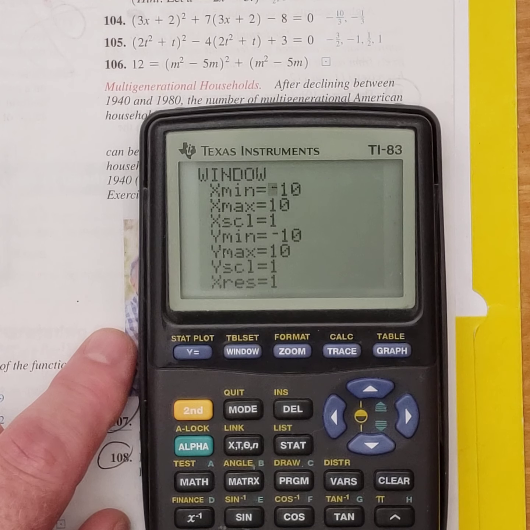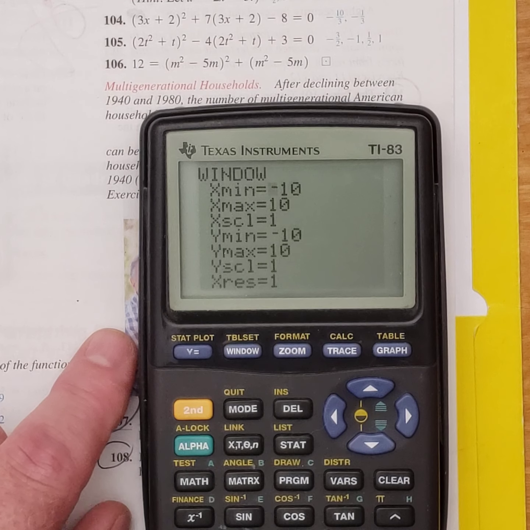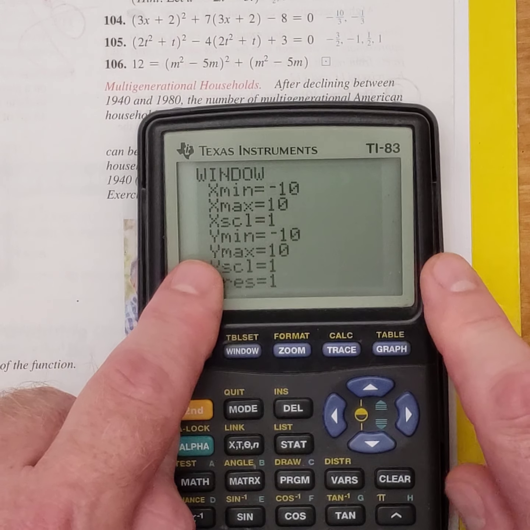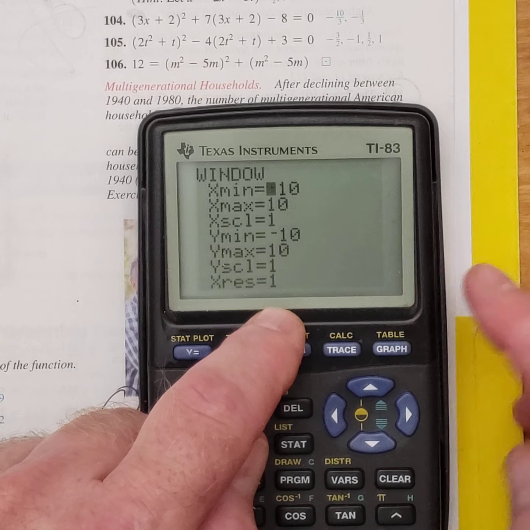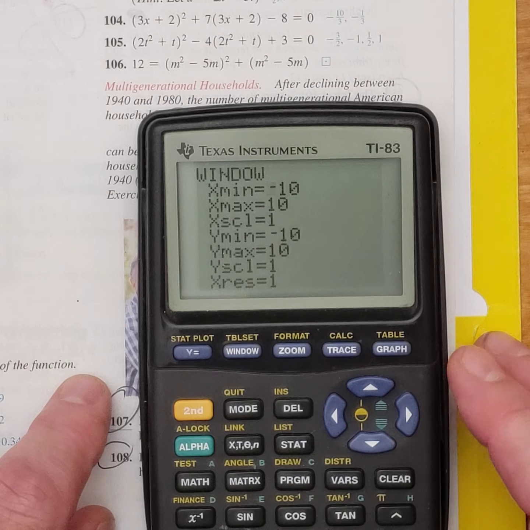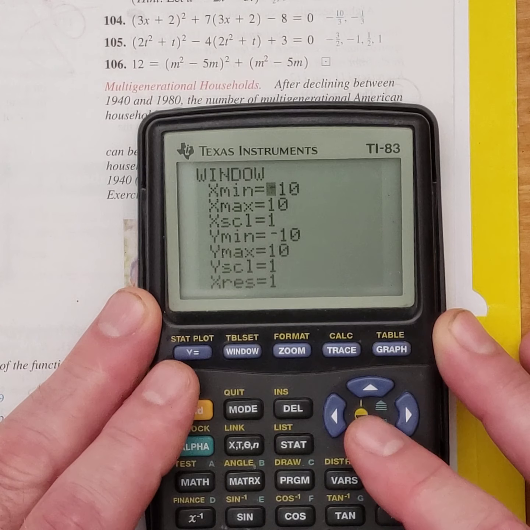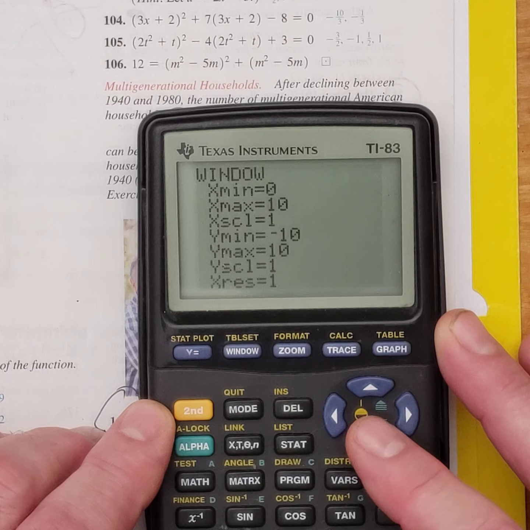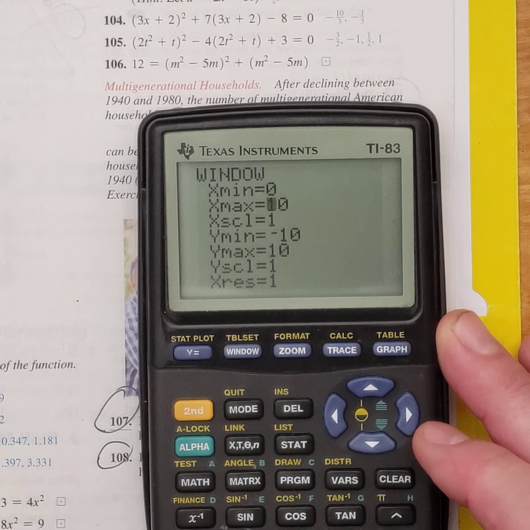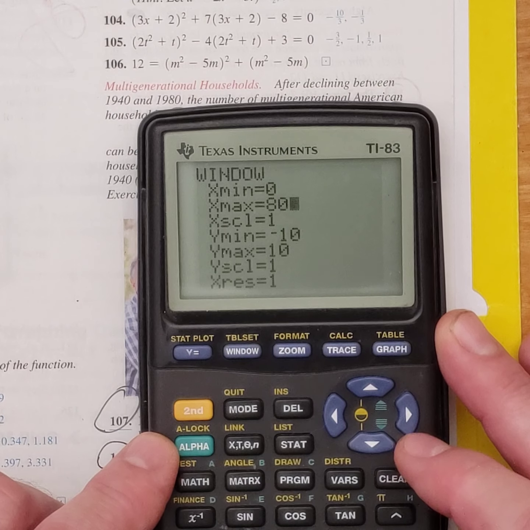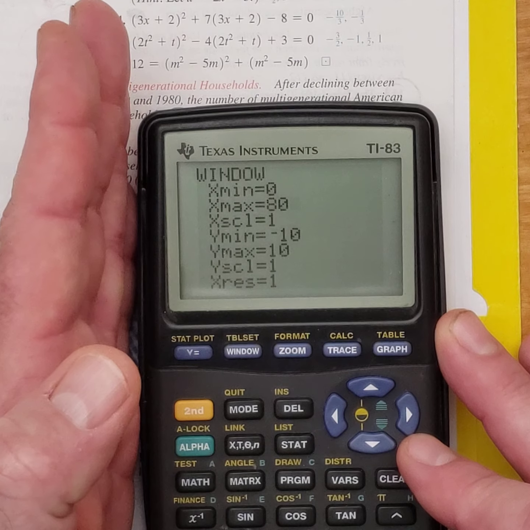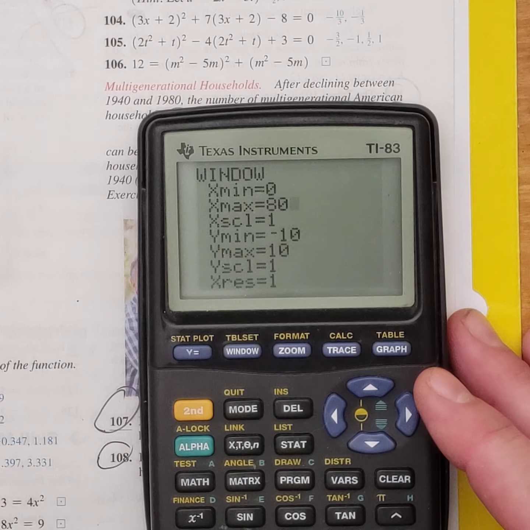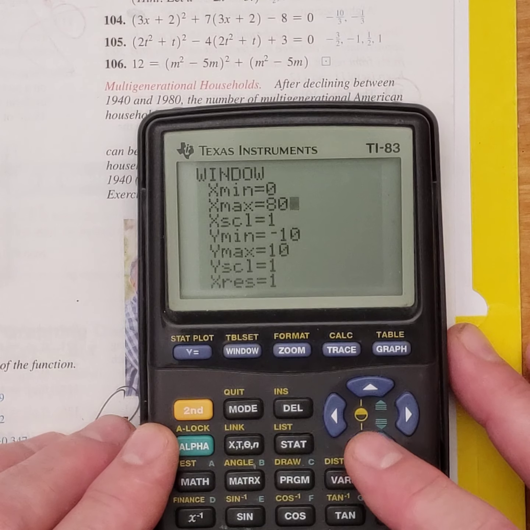We see here x min is negative 10, x max is positive 10. That tells us that sideways, we're seeing along the x-axis from negative 10 to positive 10. And the same thing for y min and y max. Y min tells us how far down, y max tells us how far up. Let's put x min at 0. Then we can arrow down. X max, I'm going to put at 80, because it's been 80 years. So this will show us from 0, which would be 1940, to 80, which would be 2020. So it shows us everything from the start of this word problem to today.